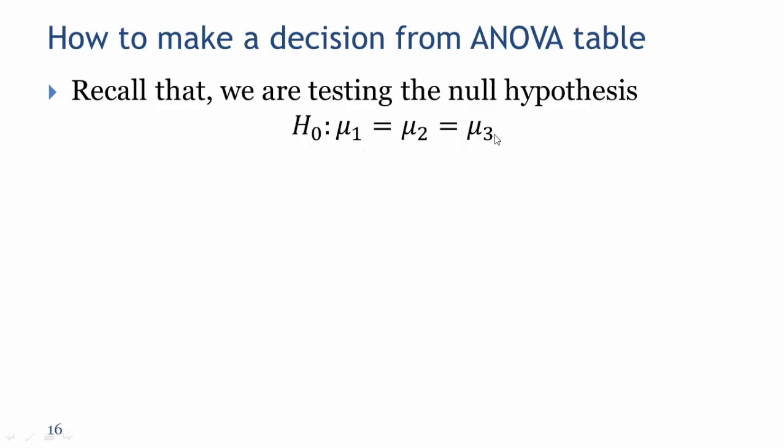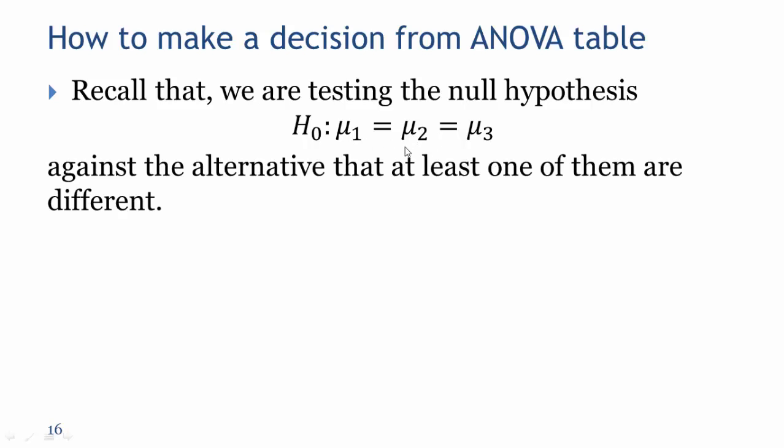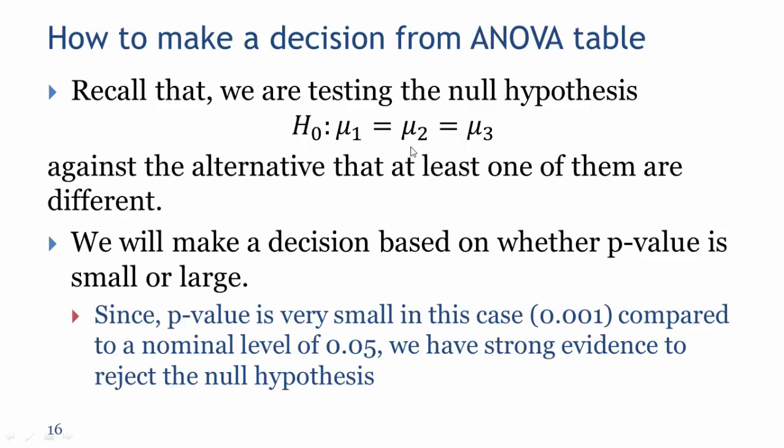So recall that our null hypothesis is this, and the alternative is that at least one of the means is different, or at least one of the pairs are different. Okay, so here based on the p-value, we see that p-value is very small in our case compared to the nominal level of 0.05. Okay, so we have strong evidence to reject the null hypothesis.